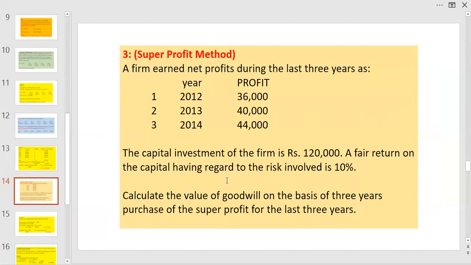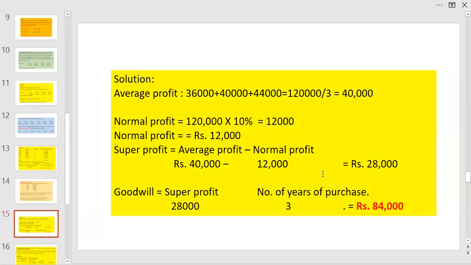Next illustration is on the super profit method. As you all know, super profit is the extra profit made by the business over the market norm. In this sum, the market norm, a fair return on capital having regard to the risk involved, is 10%. If you look at this solution, average profit is 40,000. Normal profit in the marketplace is 12,000. So the extra profit you make is 28,000. 3 years of purchase will give you 84,000 on the super profit method.